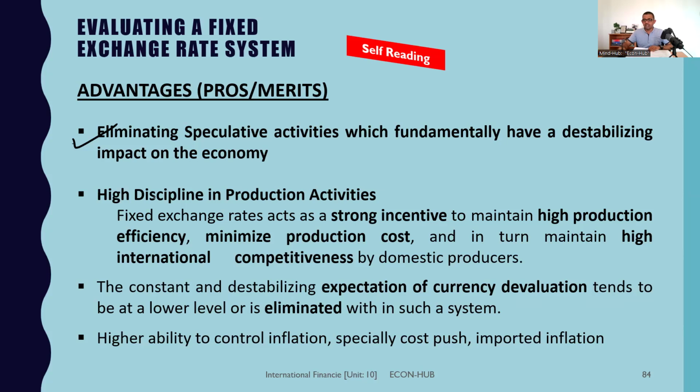Right. Then high discipline in production activities. Why is that? Because in a floating system, sometimes even if you are not very efficient in production, even if your cost of production increases, the exchange rate appreciation, depreciation can help you manage that, right? But in a fixed system, it doesn't work that way. You have to be very competitive. You have to be very cost effective, because if you become inefficient and if your cost of production increases, right, the exchange rate is not going to depreciate and give you a cover. You understand what I'm saying with that?